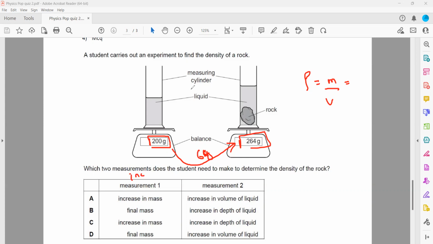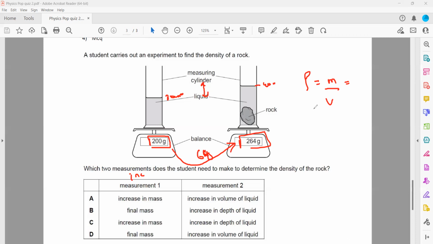And what about the volume? How much does the volume increase? Because how much the volume changes refers to the volume of the stone. When we add this stone, how much the volume changes will give us the volume. Say originally it was 30 centimeter cube, and then it changes to 40. So what is the volume of the rock? The volume of the rock will be 10. So how much increase in volume?